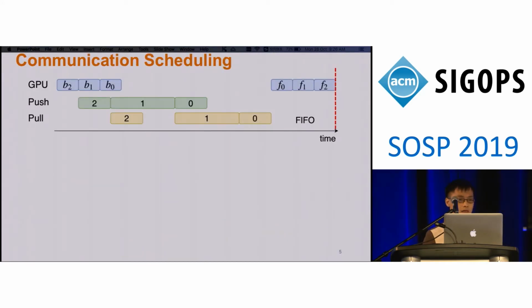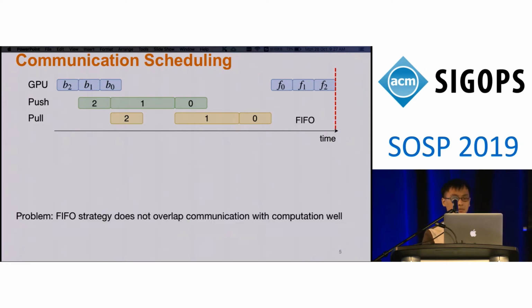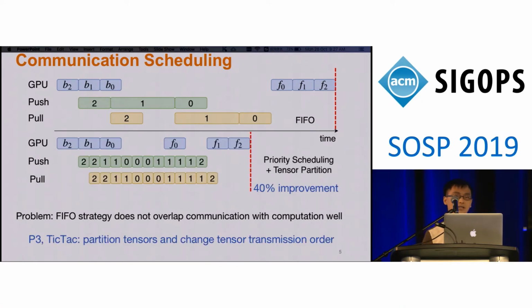By default, the communication operations are executed in a FIFO way from the last layer to the first layer. In this figure, the green rectangles are push tensors, and the yellow rectangles are pull tensors. So they are executed in a FIFO way from layer 2 to layer 1 and then layer 0. Previous work, like P3 and TIC-TAC, identified the problem with FIFO, that is, FIFO doesn't overlap communication with computation well. And the solution is communication scheduling.